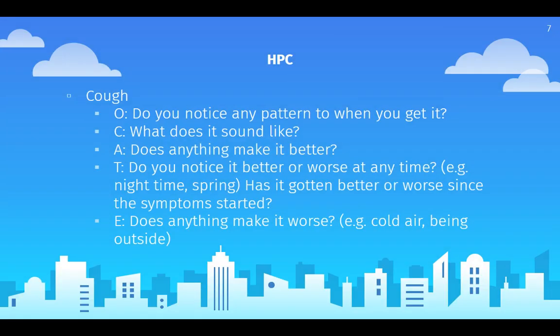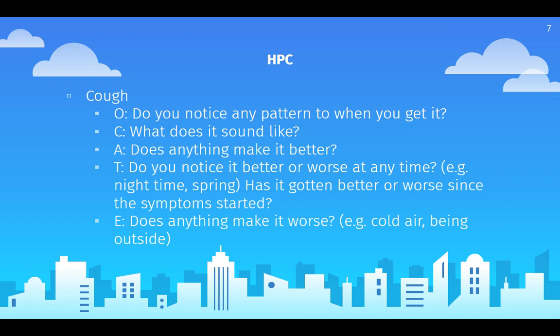So the important things you need to know about a cough, you don't need to ask the site, obviously, you know where it is. Onset, so do you notice any particular pattern to when you get it? This might be things like, I only get it at night, I only get it when I'm playing sport, I've just had it consistently for the last 3 weeks, it's worse in the morning and gets better throughout the day. What does this sound like?